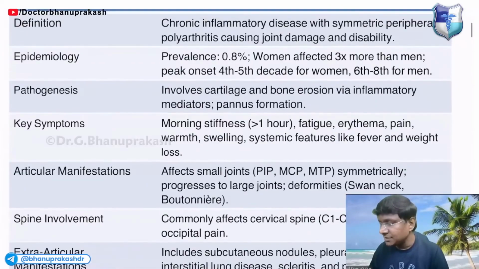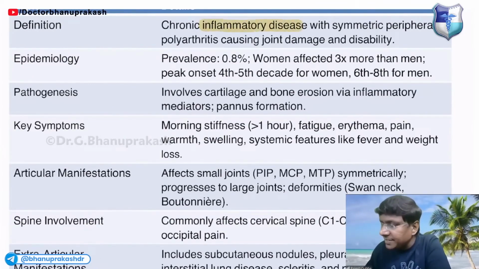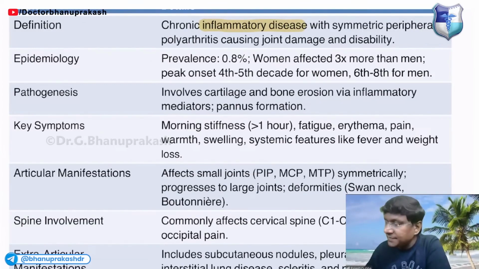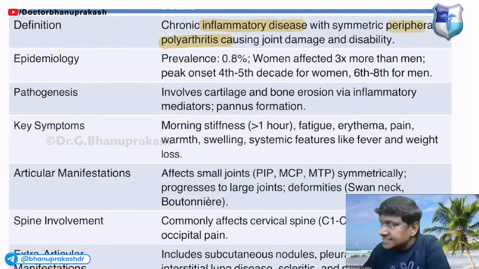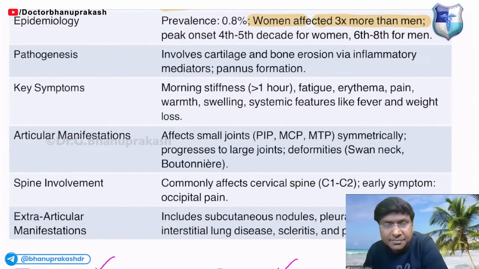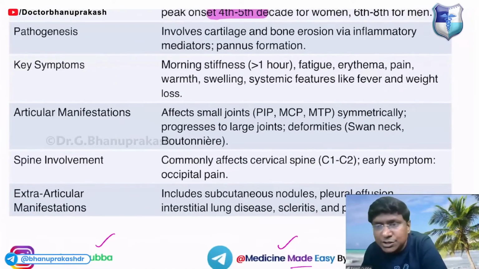Right, now starting with the session. First and foremost, the definition: what is this basically? It's a chronic inflammatory disease, and the joints commonly affected are the small joints, with symmetrical involvement. It's an autoimmune condition, guys, so it is very common in women rather than men. What is the age group at which you see rheumatoid arthritis? It is very common in the 4th to 5th decade.